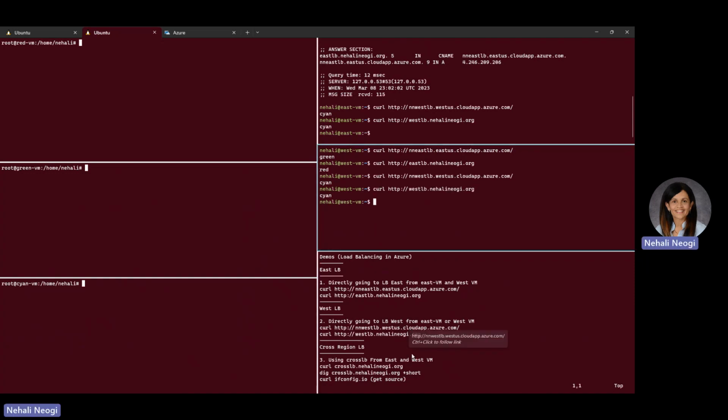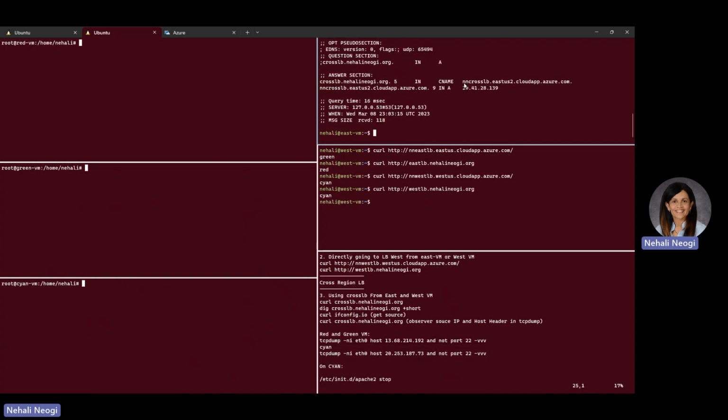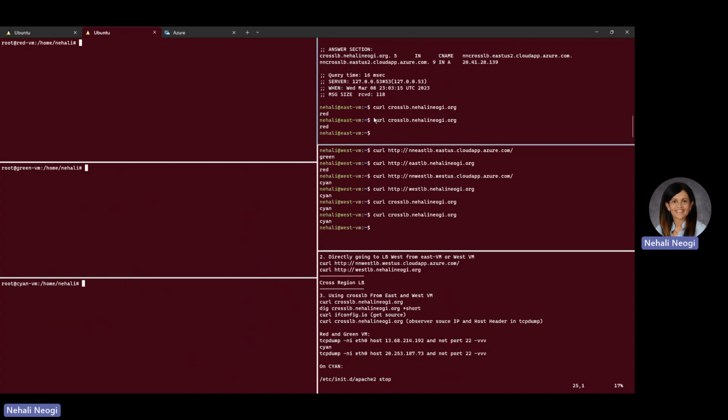So now let's look at the cross-region load balancing. With cross-region load balancing, let's do a dig first to see how the cross-region custom domain is set up. But you'll see that it is a CNAME to the cross-region LB. Now, when I run the curl command for the cross-region LB on the east VM, I get red, but when I run it against the West VM, I always get cyan. Same thing over here, I get red.